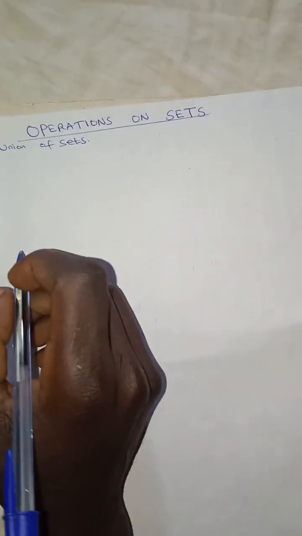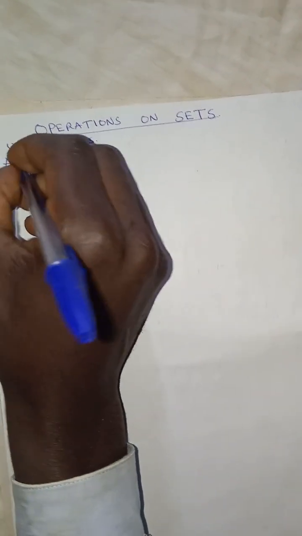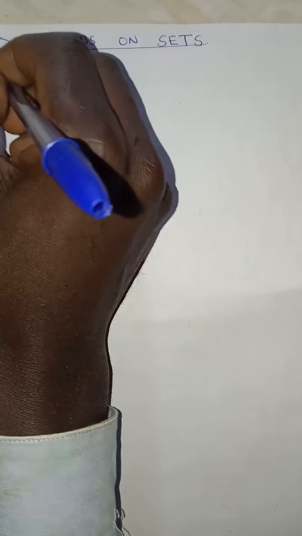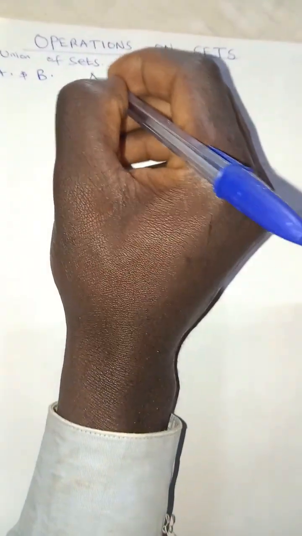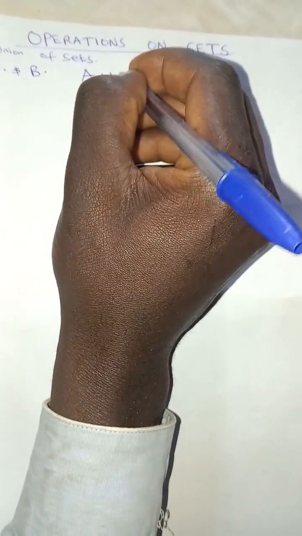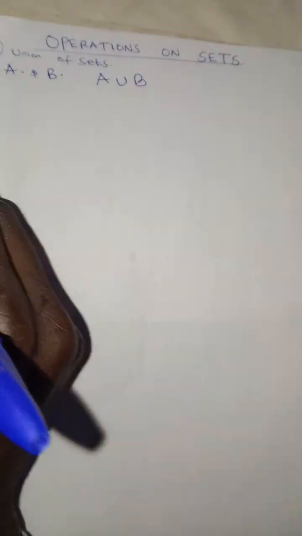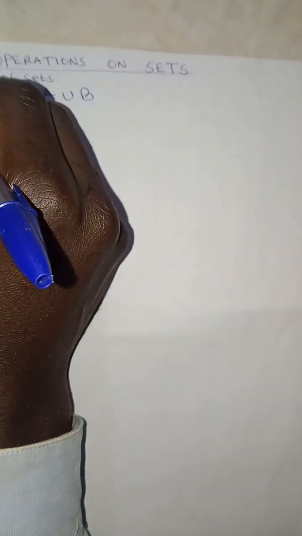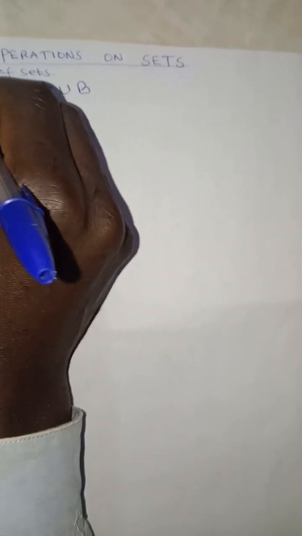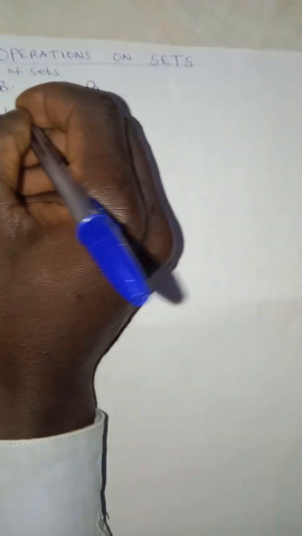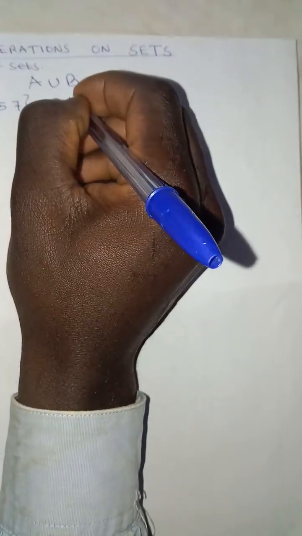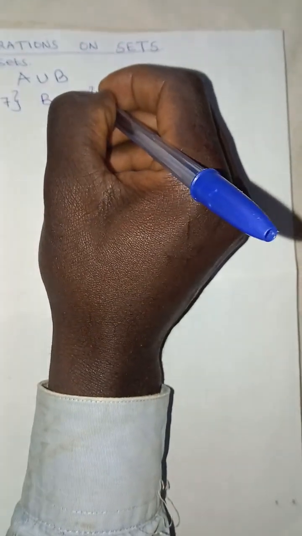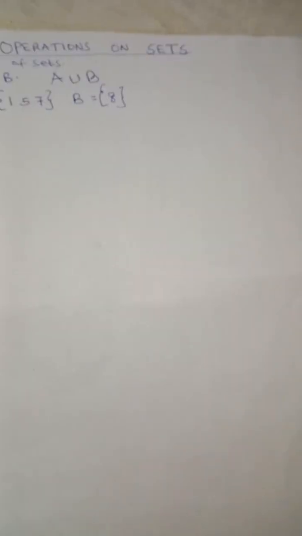A union of sets. Let's say we have a set A, and again we have a set B. A and B are two sets. The union of A and B, denoted as A ∪ B, where ∪ stands for the union, is, let's say, assume set A has the following elements: 1, 5, and 7, and set B has 8. This has to be in curved brackets.